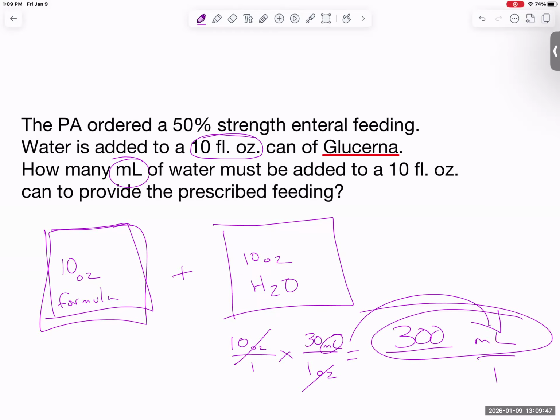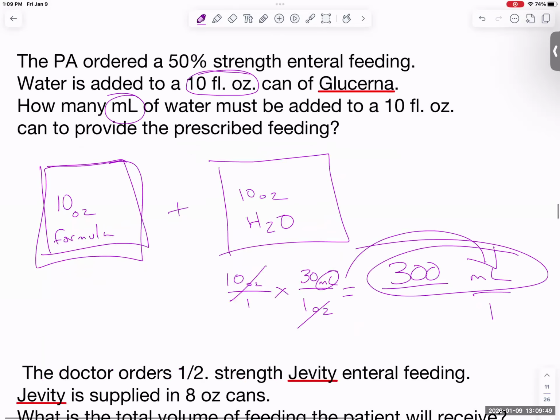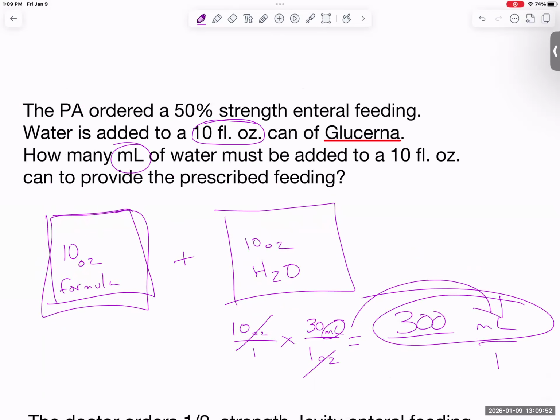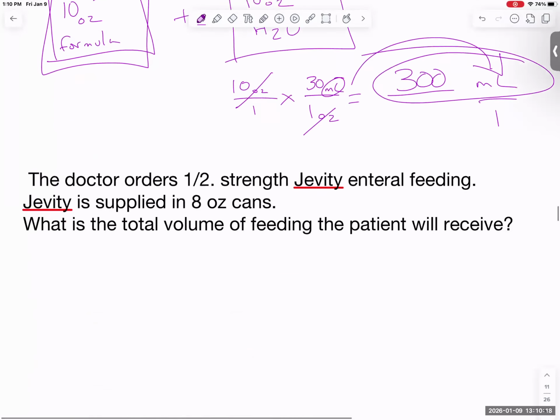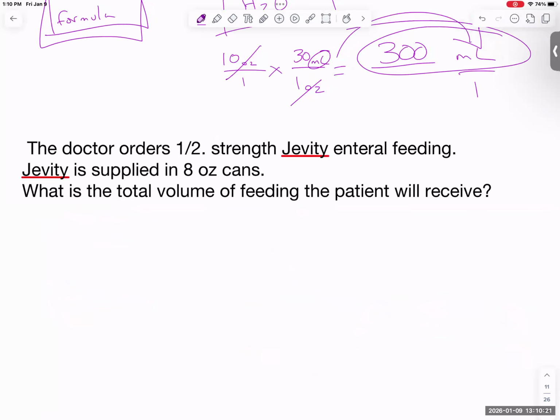What's the total volume you're going to put on the intake and output? 600 milliliters. 600, because if this 10 ounces of water is 300 milliliters, that means this 10 ounces of formula is also 300 milliliters. So the total volume, if I asked you that, is 600 milliliters. So your feeding questions will either only ask you total volume, meaning formula and water, or just water. You just have to make sure you read the question, okay? So I'm going to let you do this one and tell me what the answer is.